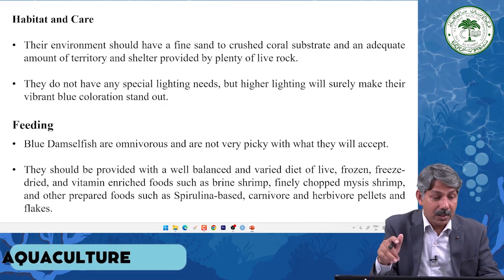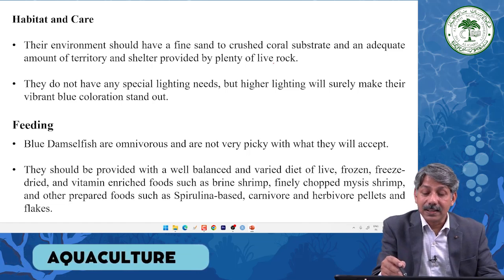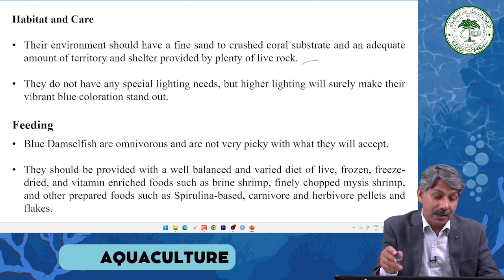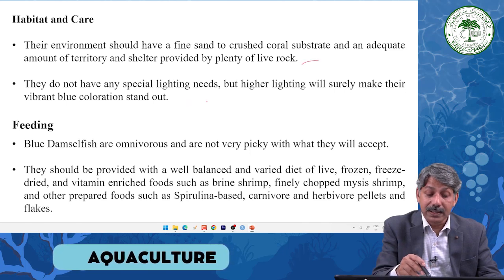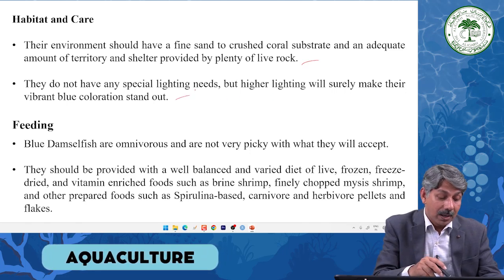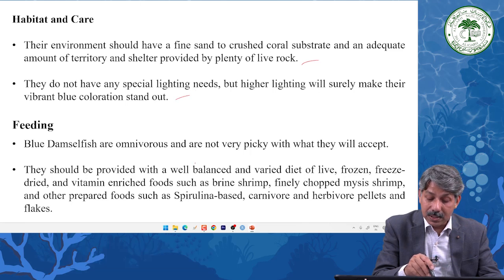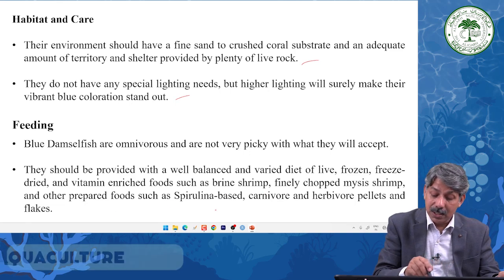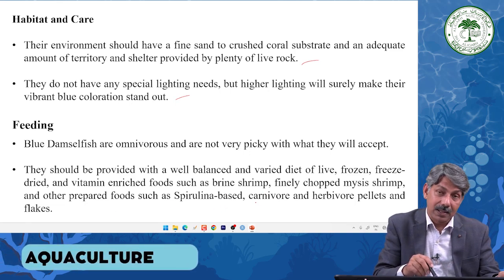This is the photograph. Their environment should have a fine sand to crushed coral substrate and an adequate amount of territory and shelter provided by plenty of live rock. They do not have any special lighting needs, but higher lighting will surely make their vibrant blue coloration stand out. Blue damselfish are omnivorous and are not picky with what they will accept. They should be provided with a well balanced and varied diet of live, frozen, freeze-dried and vitamin enriched foods such as brine shrimp, finely chopped mysis shrimp and other prepared foods such as spirulina based carnivore and herbivore pellets and flakes.